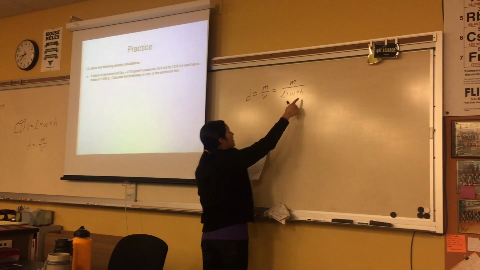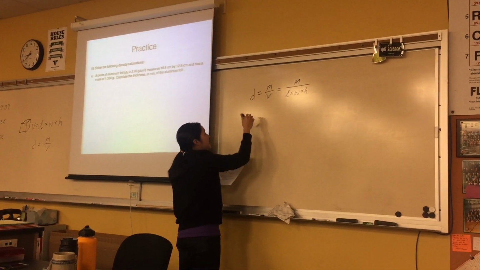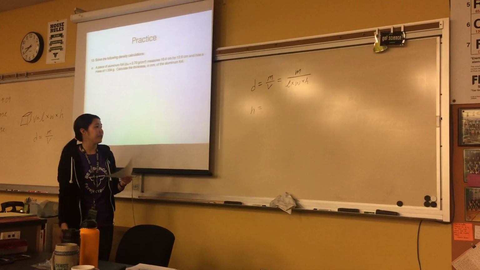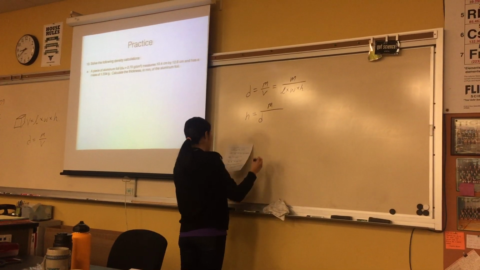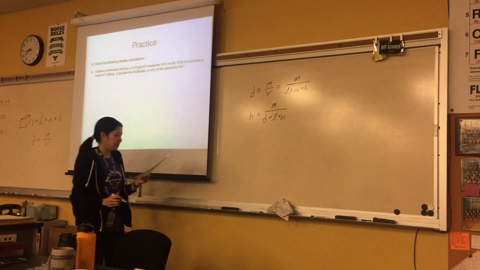Alright, so if we want to get height, we can multiply both sides by height and then divide both sides by density. And then we'll get a formula in terms of the height that we can solve for, because we'll have all the numbers. So it's going to be mass over density times length times width.